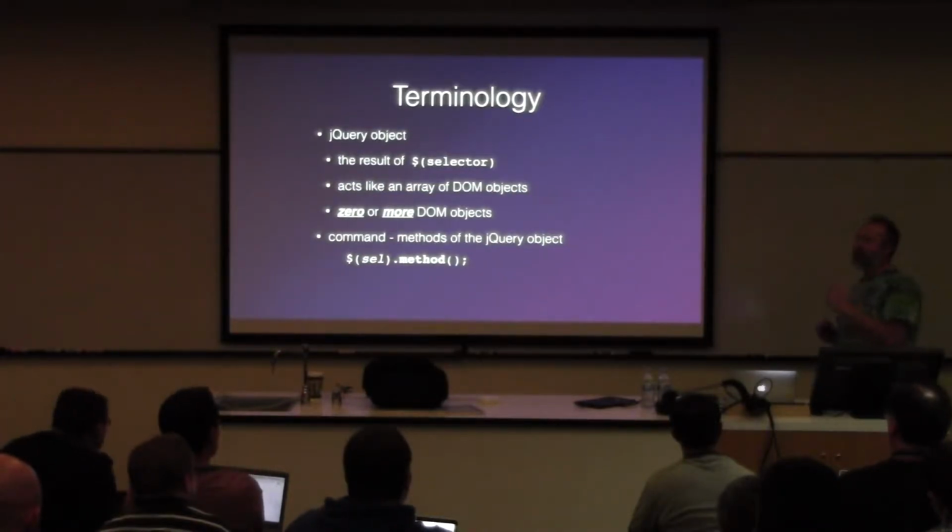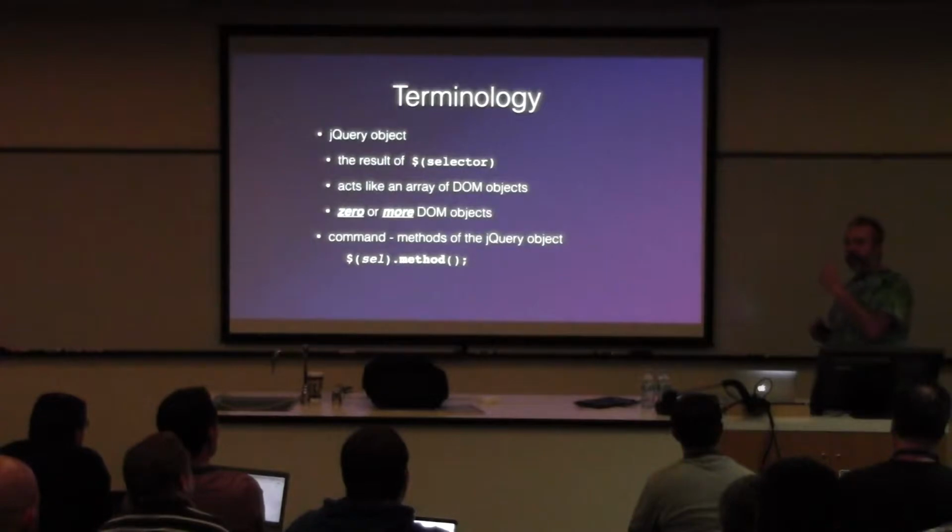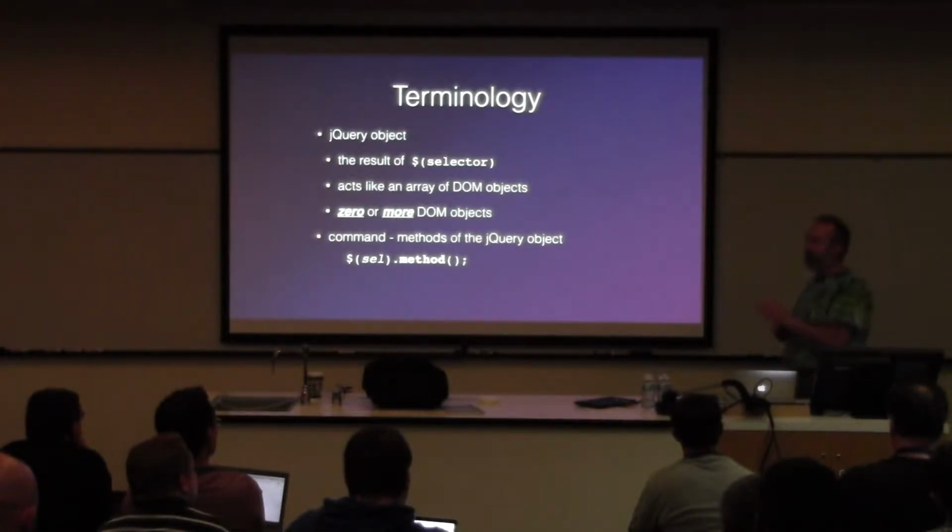I've seen lots of code that checks whether the jQuery object is null or undefined to tell whether it succeeded in finding an object, and that doesn't work because it's like a collection. There's always an object there. The jQuery function always returns a valid object. It's just sometimes it's an empty collection.